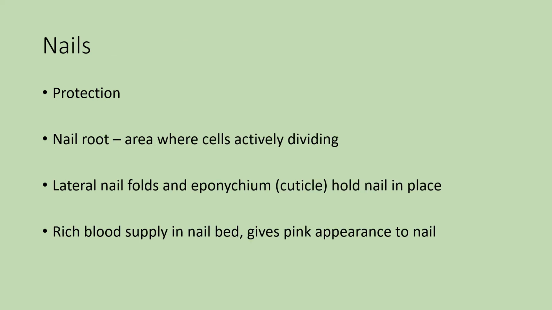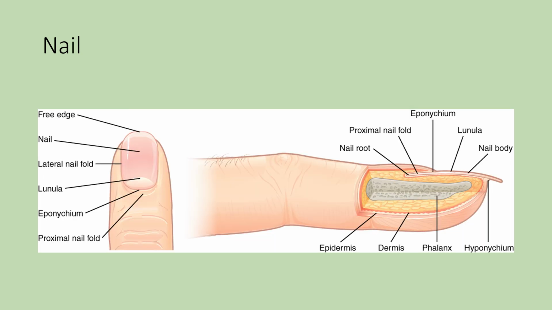Your nails, another accessory structure, are also for protection. The nail root is where the cells are actively dividing just under the skin. You've got the folds on the side and the cuticle that help to hold the nail in place. Why does the nail look pinkish, or should in a healthy nail look pinkish? It's because you've got a lot of blood supply right underneath in what's known as the nail bed. So right here is the nail root where the cells are actively growing and pushing out.